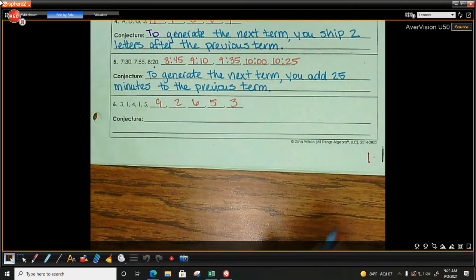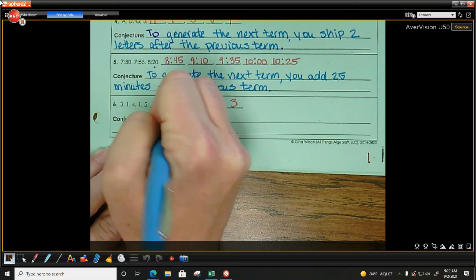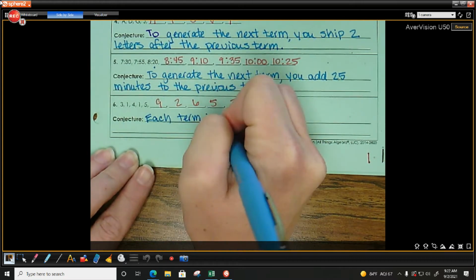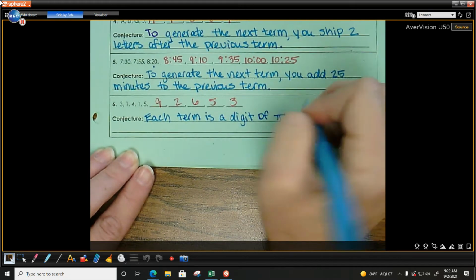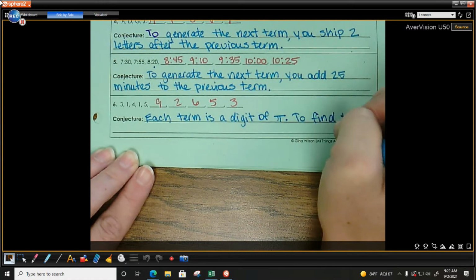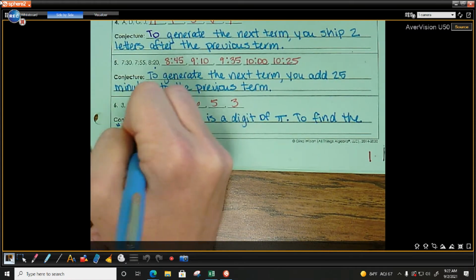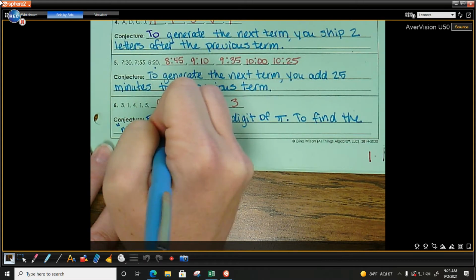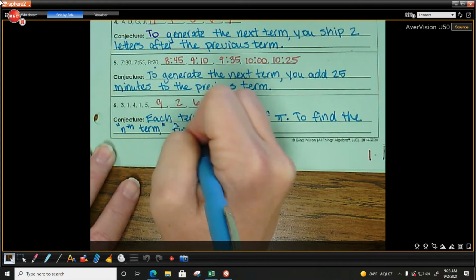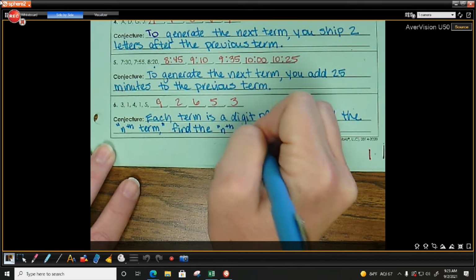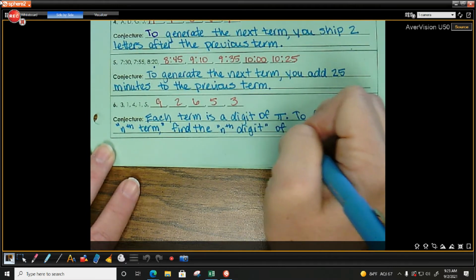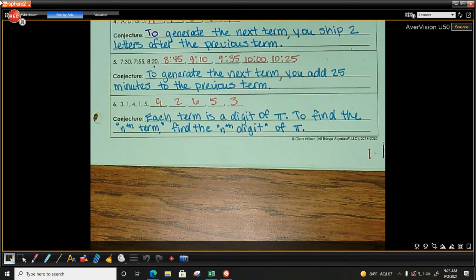Okay. So, each term is a digit of pi. To find the nth term, find the nth digit of pi. Quickly.